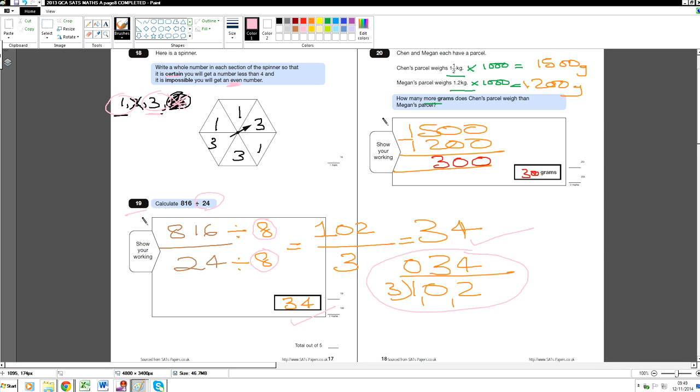Question number 20. Shen and Megan each have a parcel. Shen's parcel weighs 1.5 kilos, Megan's parcel weighs 1.2 kilos. How many more grams is Shen's than Megan's parcel? So what we've done, first of all, we converted kilograms into grams by multiplying by 1,000. So 1.5 kilograms times 1,000 is 1,500. And then 1.2 kilograms times 1,000 is 1,200, moving the decimal point 3 places forward. That's how we got that. We took the larger number 1,500 minus the smaller number, and we got a difference of 300 grams. Job done.